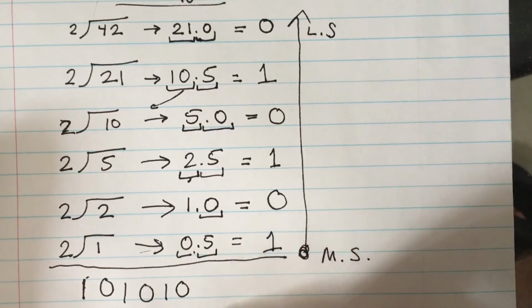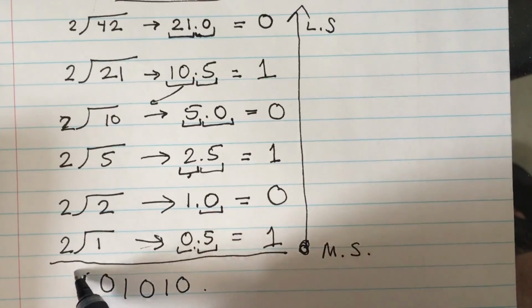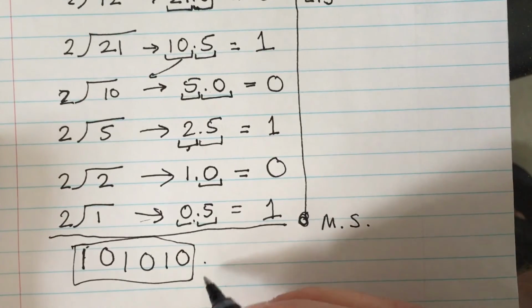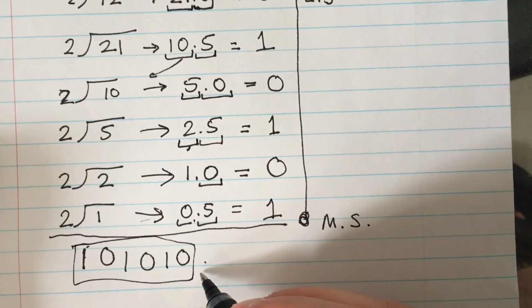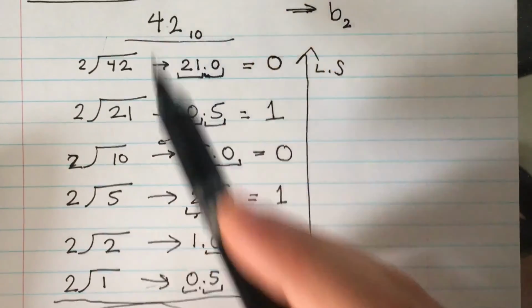Alright, and that's it. You can put a decimal here, but it's not necessary. You've got an integer, and if you want to emphasize that it's in base 2, you could put a little subscript of 2 right here. And that is the equivalent of 42 in binary.